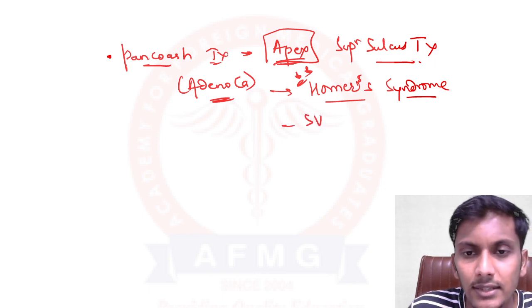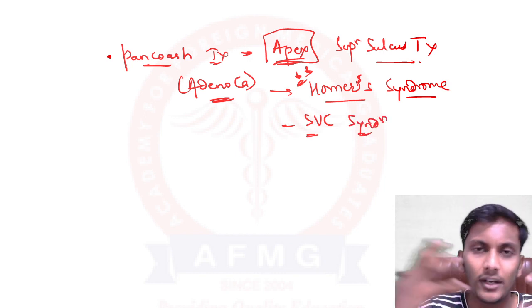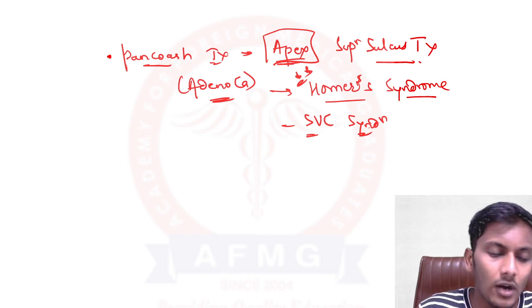Also we can see SVC syndrome. This mass can also compress the superior vena cava, leading to plethoric face. There would be congestion of the face, plethora would be seen.